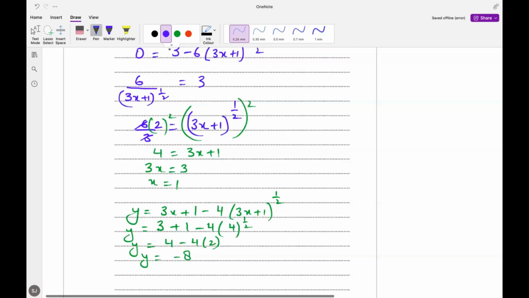So the coordinates of the stationary point will be 1 comma minus 4.